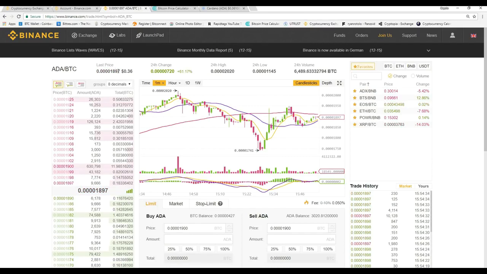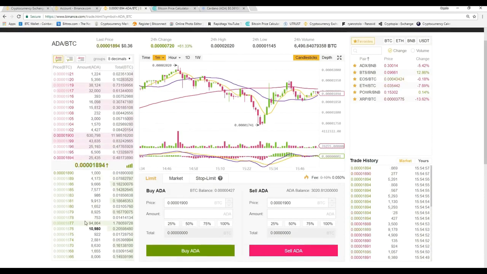Right here, this is the last price in Satoshis as well as the dollar amount right there. 24-hour change in Satoshis as well as a percent change, 24-hour high, 24-hour low, and 24-hour volume in Bitcoin. Right over here, this whole red section, this is going to be all the sell orders. So this is everyone trying to sell Cardano at this moment. Down here, this is all the buy orders. This is everyone trying to buy Cardano at this moment. And this is the current price of Cardano in Satoshi value. But you could also look up here if you want to look at the US dollar version.